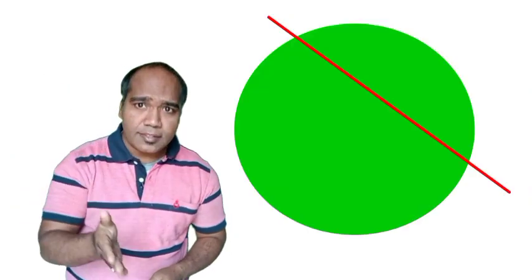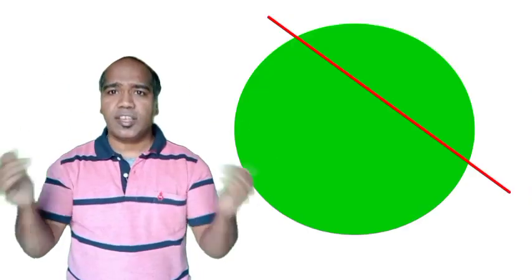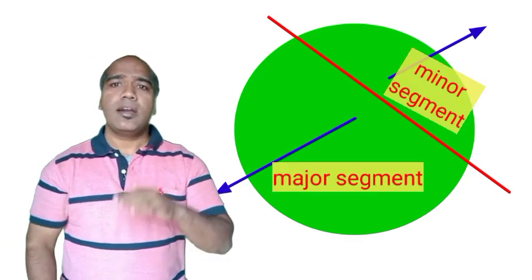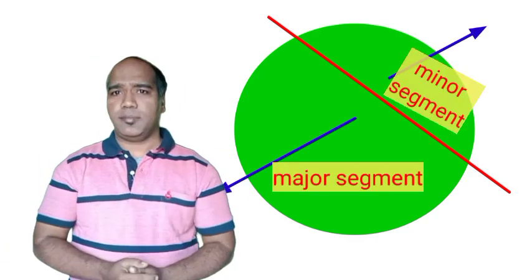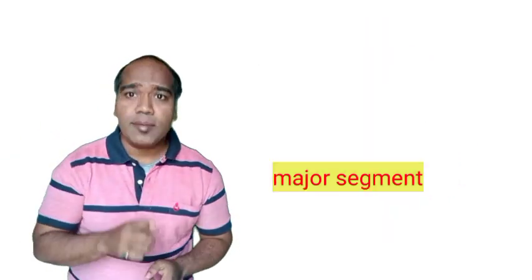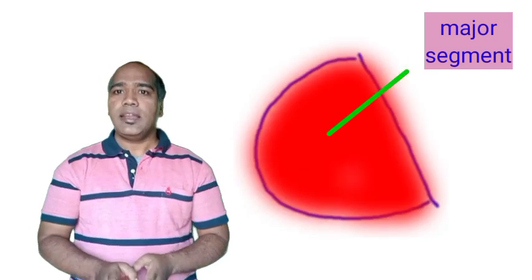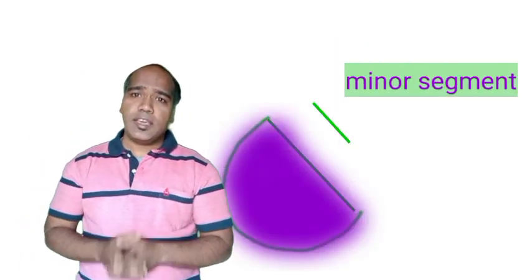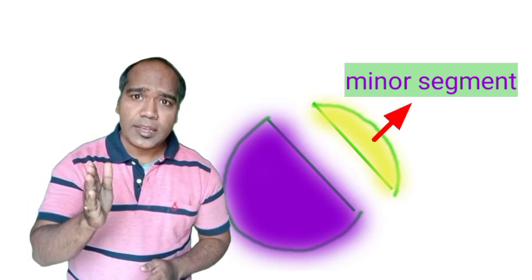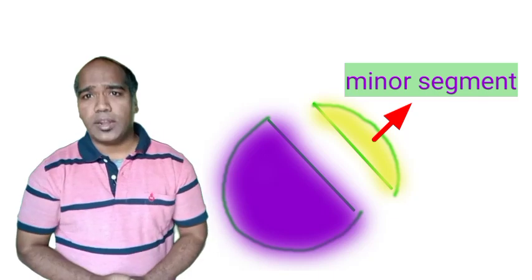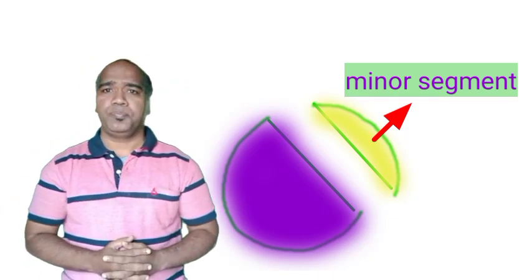A secant divides the circle into 2 segments. One will be called the major segment, another will be called the minor segment. If the segment is more than a semicircle, then it will be called the major segment. Whereas if the segment is less than a semicircle, then it will be called the minor segment.